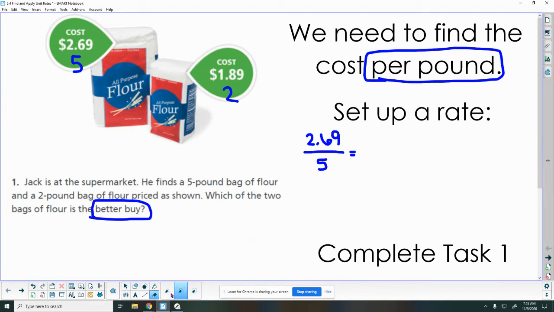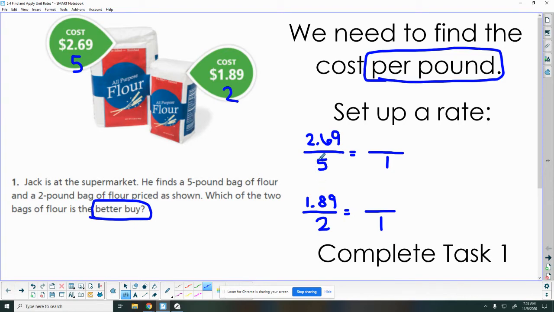So now we need to set up our rate for the 2-pound bag. So go ahead and try and set that up and come back and see if we did it the same way. So I know I want my money on the top. So $1.89, and I'm cutting that into 2 groups to see how much each pound cost. So now we need to do the problem and set up that unit rate. I'm trying to figure out how much 1 pound cost.